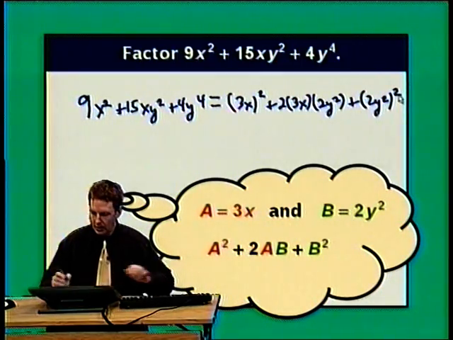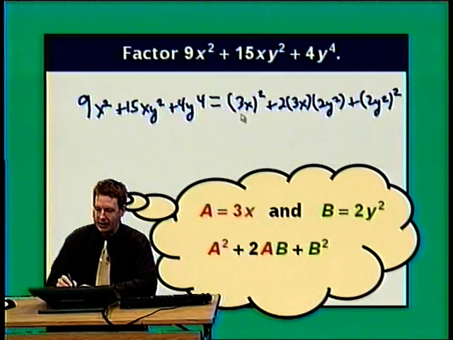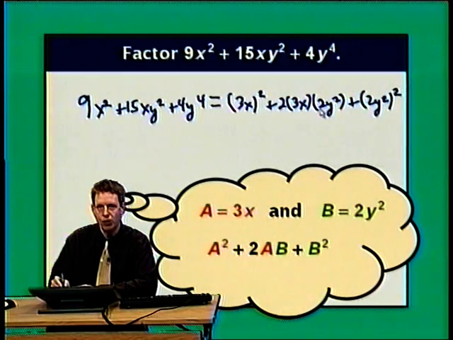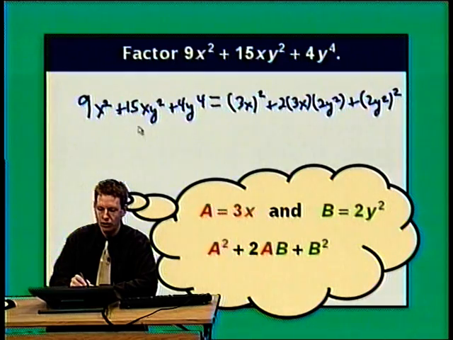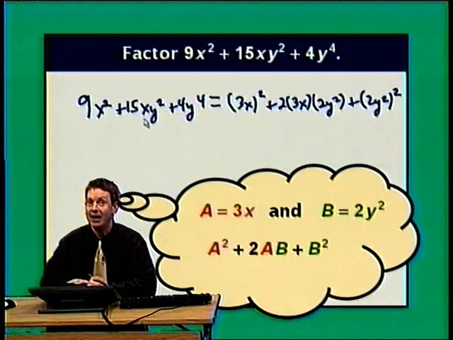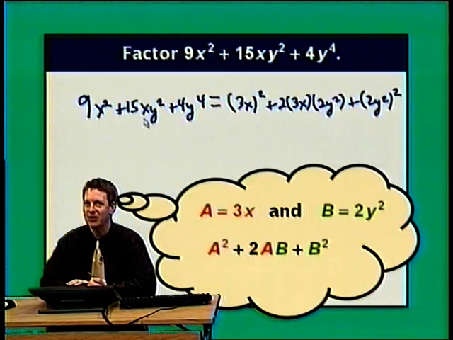Well, if I square 3x, I get 3 squared, which is 9x squared. How about my middle term? 2 times 3 is 6, times 2 is 12, and my variable factors are x and y squared. Do I have 12xy squared? No, I have 15xy squared. What does that mean?